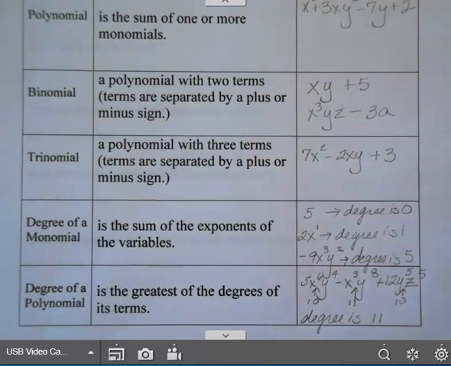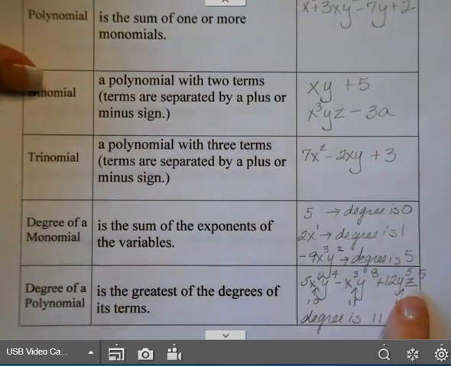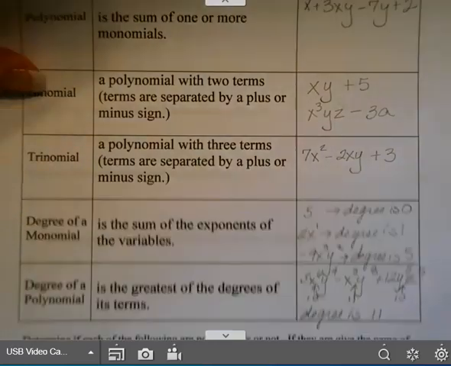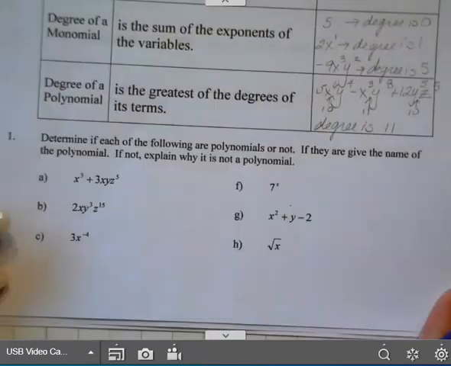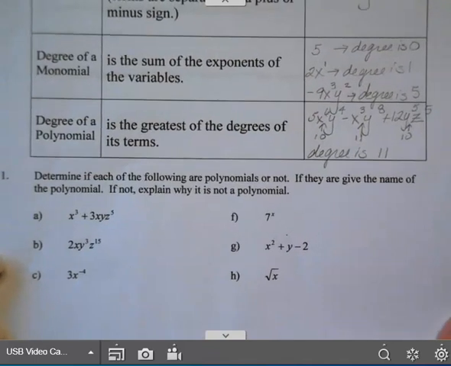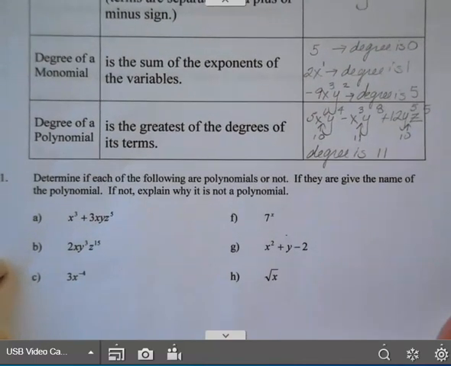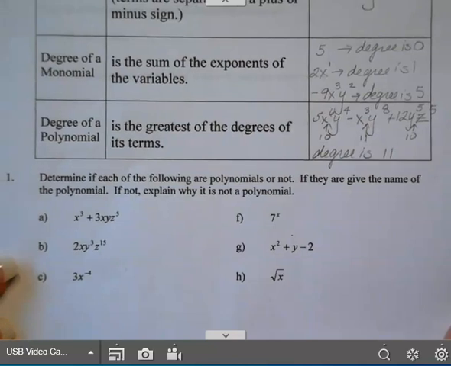So you look at the monomial degrees separately. So look at each term. If you have 3 monomials, added or subtracted here, then you'll pick the one that has the highest exponent when they're added together. Okay, now we're going to determine if something is a polynomial or not. If it is a polynomial, we're going to give the name, and if it's not, we'll have to explain why.